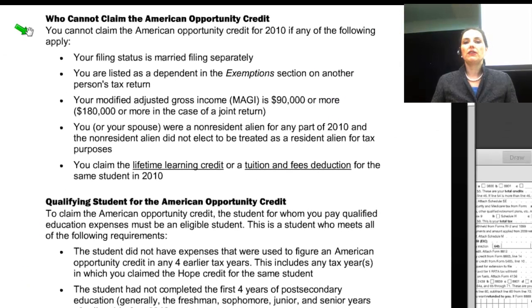Now, who cannot claim the American Opportunity Credit? You cannot claim the American Opportunity Credit for 2010 if any of the following apply. Your filing status is married filing separately. You are listed as a dependent on the exemption section of another person's tax return. Your modified adjusted gross income is $90,000 or more, or $180,000 or more in the case of a joint return. You or your spouse were a non-resident alien for any part of 2010, and the non-resident alien did not elect to be treated as a resident alien for tax purposes. Or you claimed the Lifetime Learning Credit or a tuition and fees deduction for the same student during 2010.